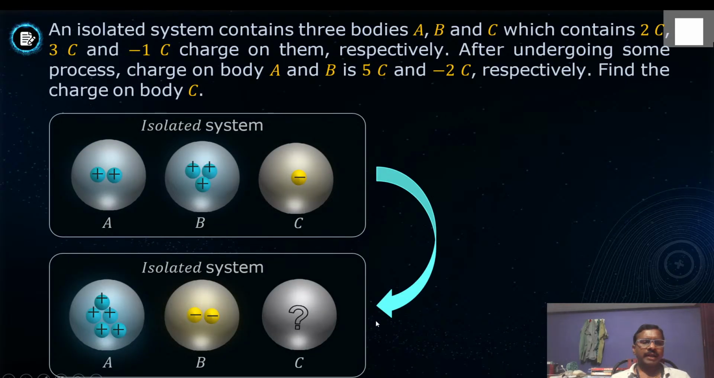Now we have to see here: an isolated system contains three bodies A, B and C, which contain 2 coulomb, 3 coulomb, 1 coulomb charge on them respectively. After undergoing some process, the charge on bodies A and B is 5C and minus 2C respectively. Find the charge on body C. What is the answer for this? I think we already discussed this.